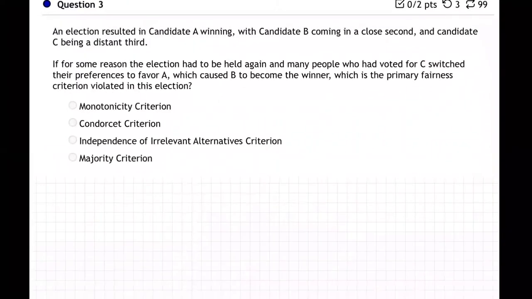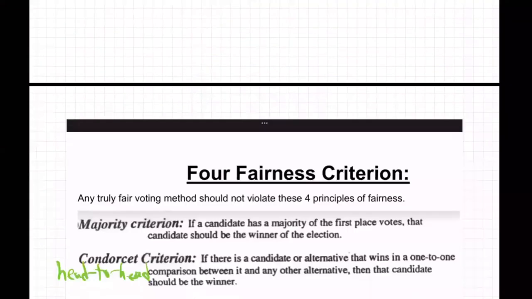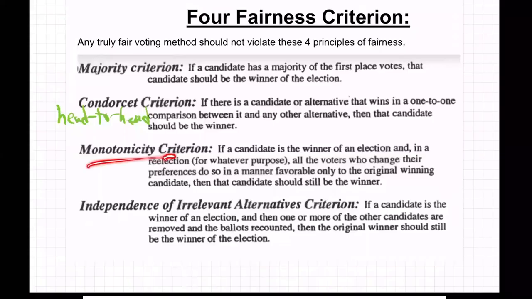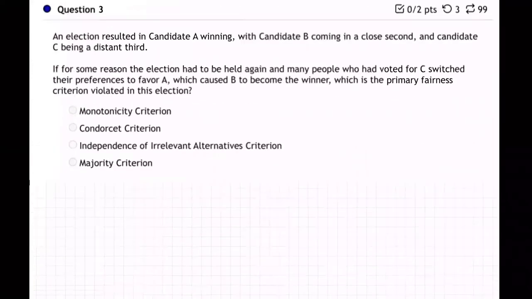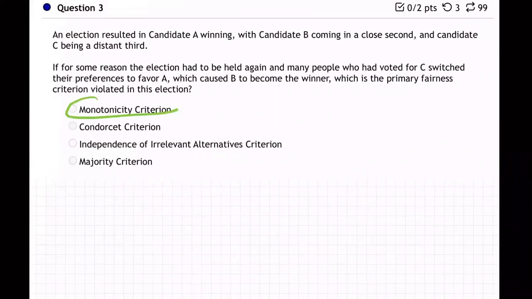If for some reason the election had to be held again, as soon as you see held again, re-election, which one of those 4 spoke of a re-election? Yeah, the monotonicity. In a re-election, it's got to be monotonicity that they're talking about there, because they said, held again, a re-election. I'll read it on to make sure. Many people voted for C. Switch their preferences to favor A.